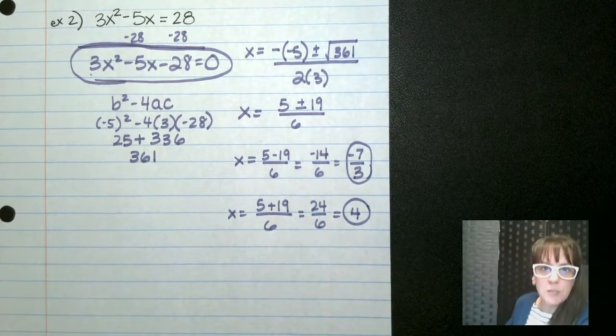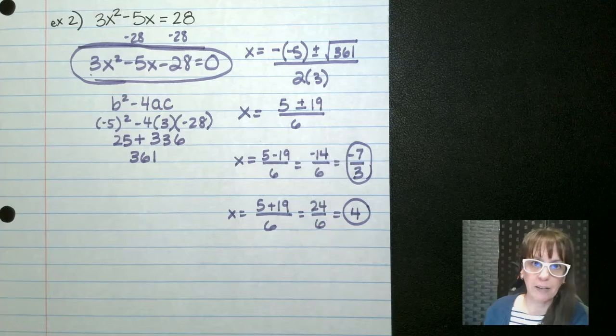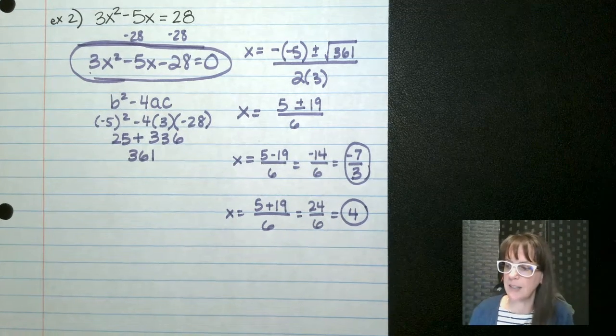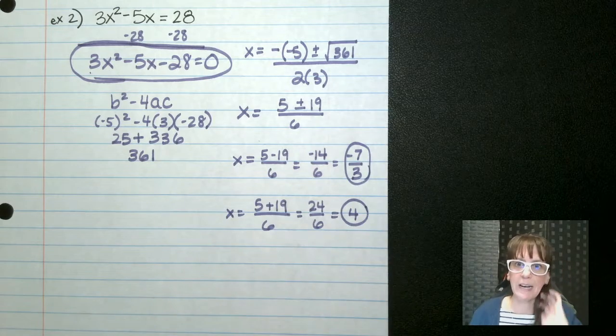So hopefully that helps you understand a little bit better about the quadratic formula. Like I said, always start with your discriminant because that's where I see the most mistakes, and then it makes it nice and easy. You don't have to keep rewriting everything.